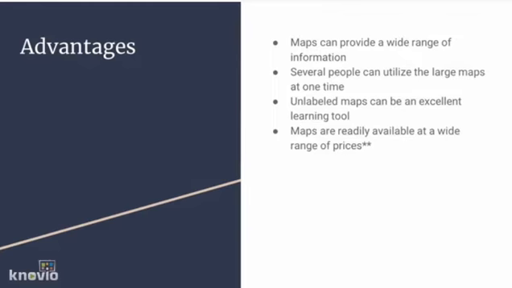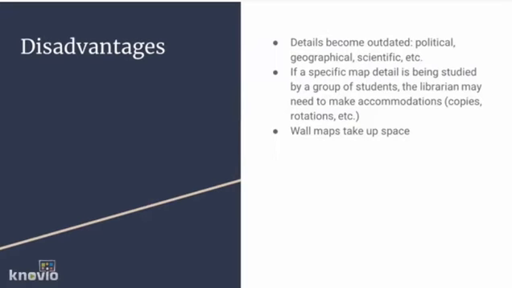I'm gonna put 2 stars next to that because some disadvantages include our map details becoming outdated. So such things as border shifts, countries being absorbed or created, and natural geographical changes can really change the details on a map. So you want to think about that whenever you're spending your budget money towards maps and globes.